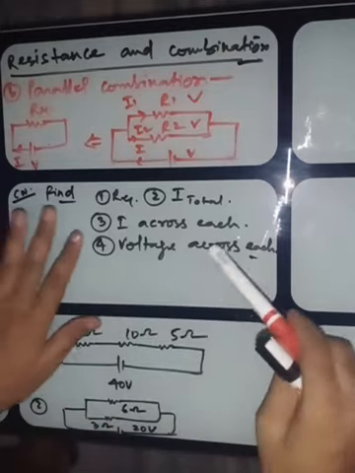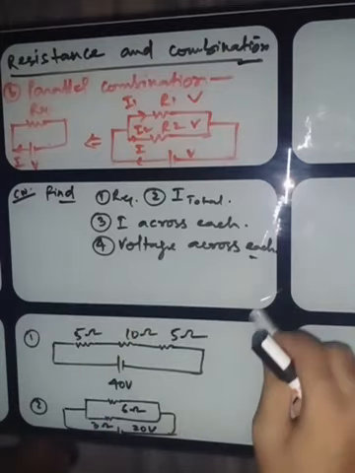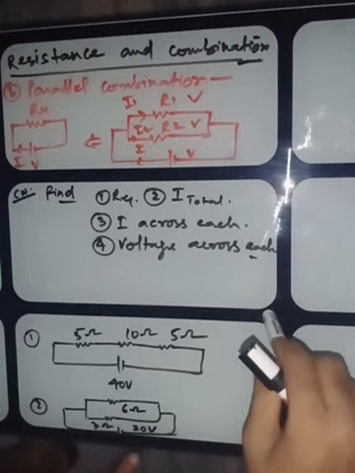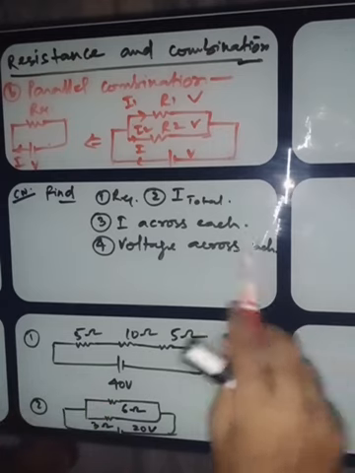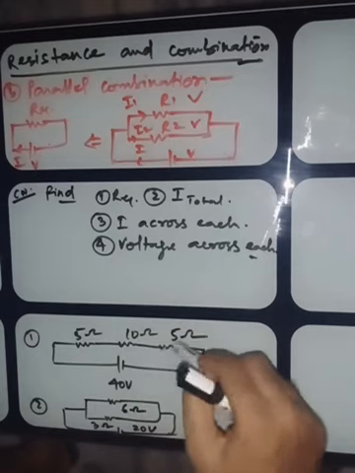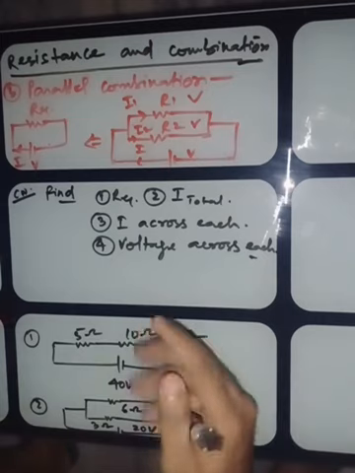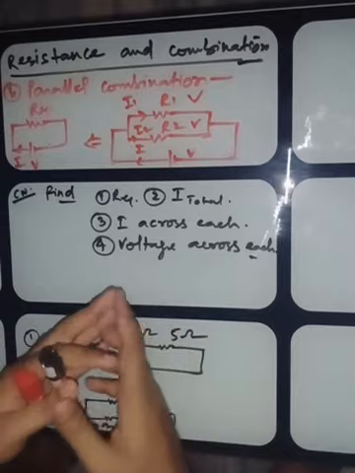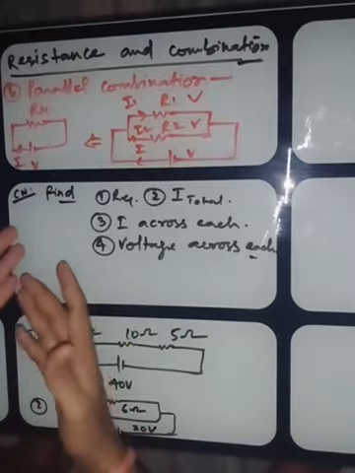What is the first? R equivalent. The total current of the circuit, that is the current drawn by the battery. The second, the I across each resistor, and voltage across each resistor. Okay, my dear students, so this is your homework, and we are concluding with this classwork, you can say.